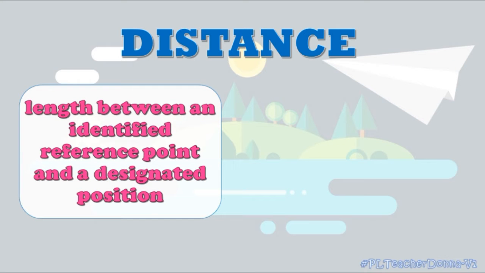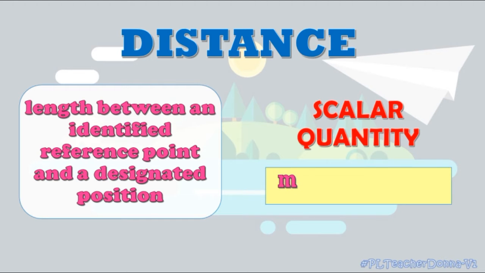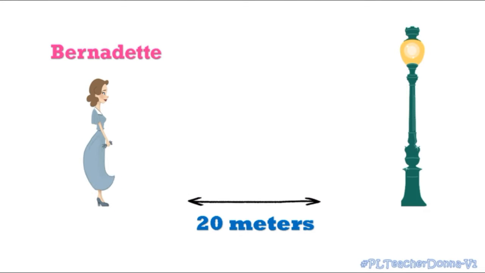Distance is the length between an identified reference point and a designated position. It is a scalar quantity, which means that it is described by a magnitude or numerical value only, in units such as meter, centimeter, kilometer, mile, and feet. Here is an example. The distance between the light post and the girl named Bernadette is 20 meters. This means that the length between the reference point, the light post, and the identified position of Bernadette is 20 meters.